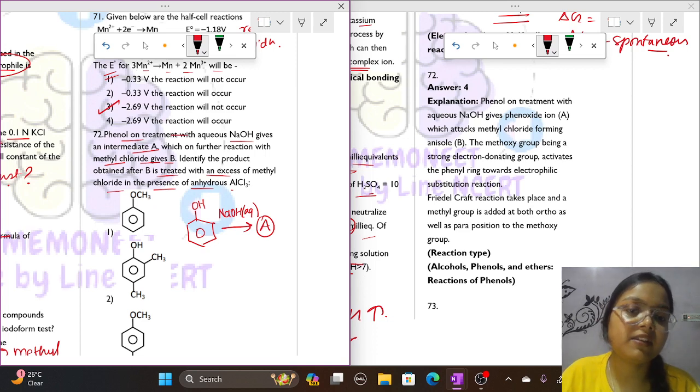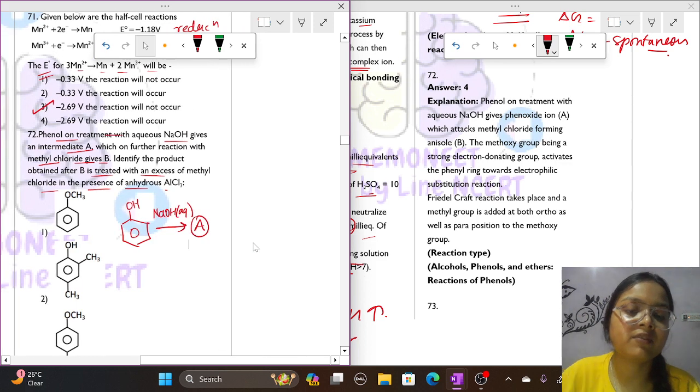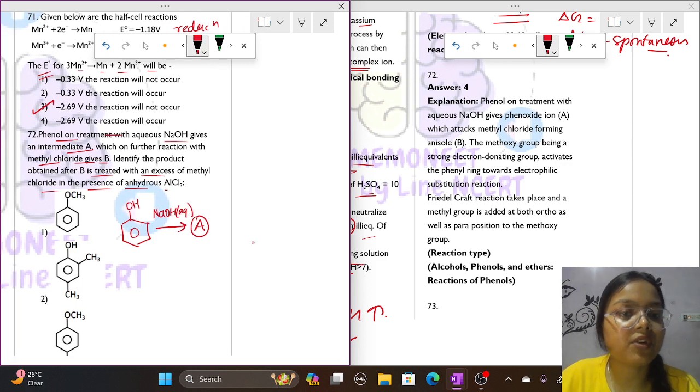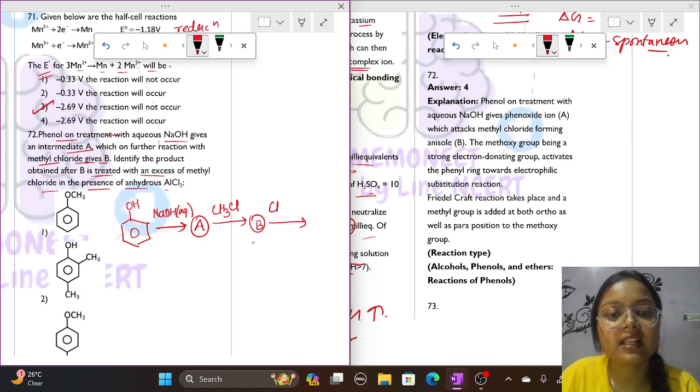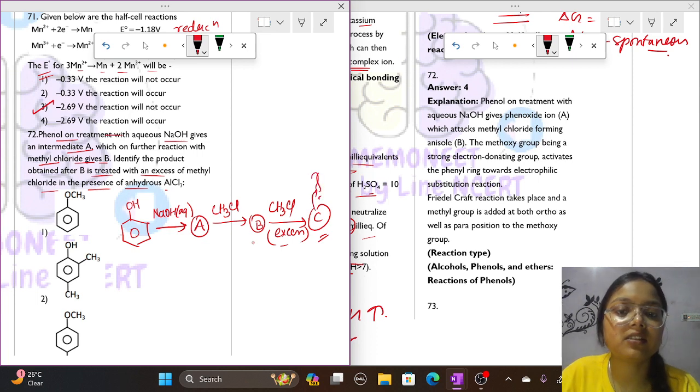So first we will draw this type of road map, which on further reaction with methyl chloride, CH3Cl, gives B. Then again it is said that excess of methyl chloride is used, and we will get a product, and this product we have to find.